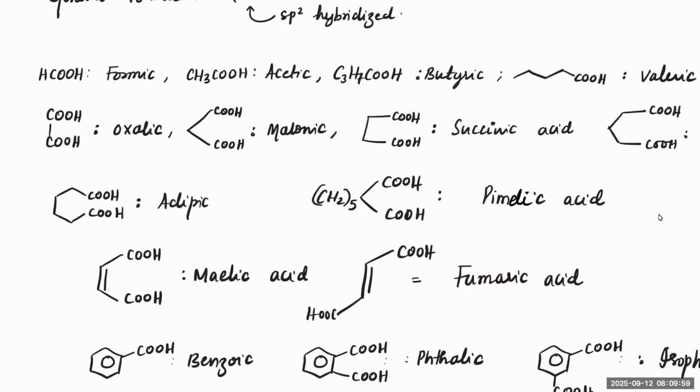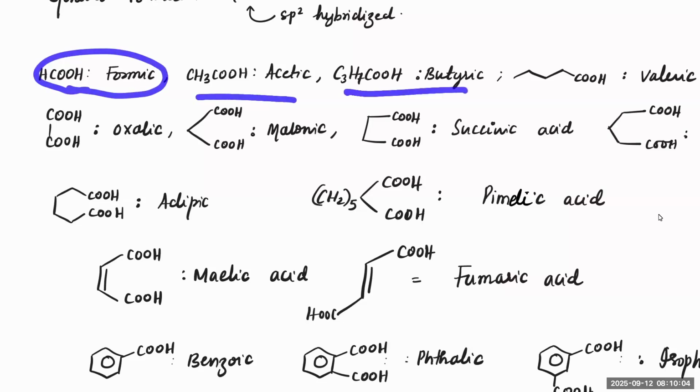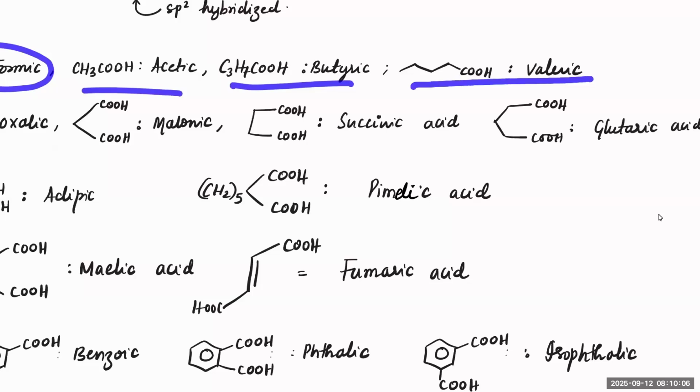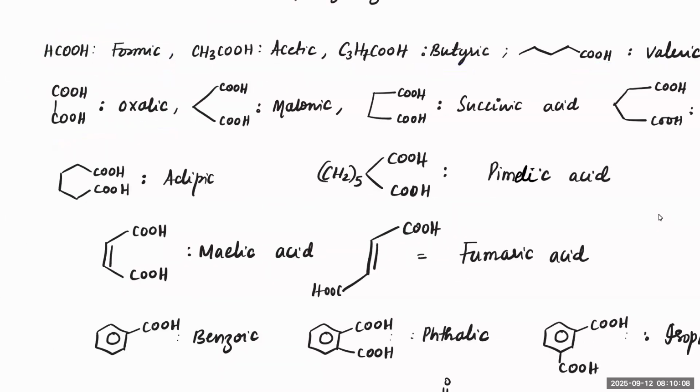For instance, if you notice HCOOH, formic acid, then acetic acid, butyric acid, valeric acid, oxalic acid, very common ones. Those are accepted both as IUPAC names as well as common names.